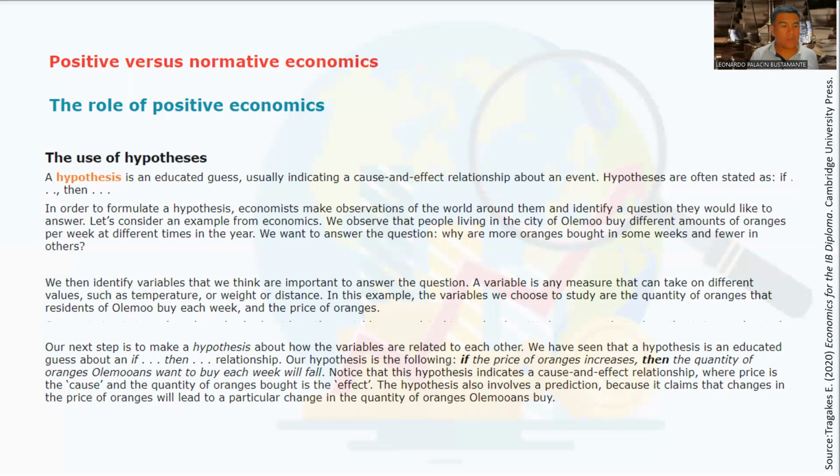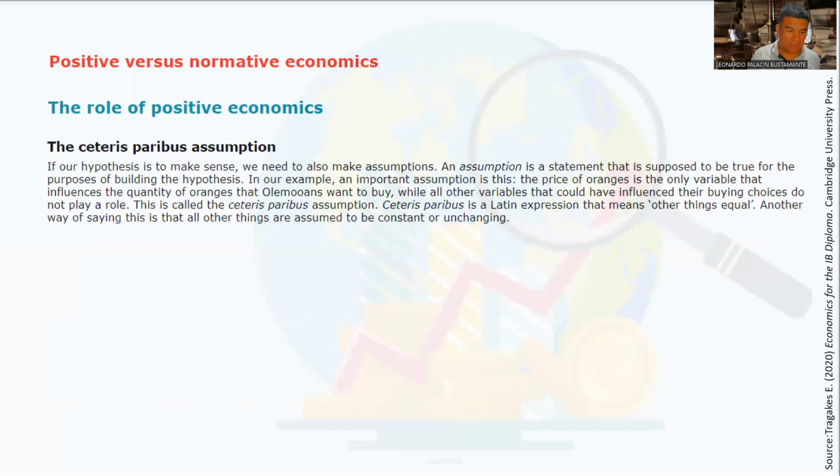So point number two of normative economics is the use of hypothesis. Number three, super important, ceteris paribus. Ceteris paribus assumption. If our hypothesis is to make sense, we also need to make some assumptions. So an assumption is a statement that is supposed to be true for the purposes of building that hypothesis.